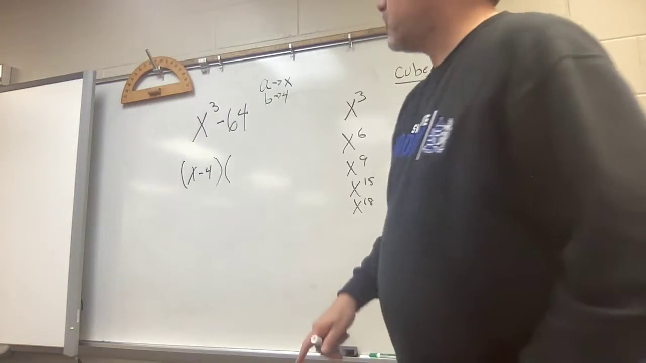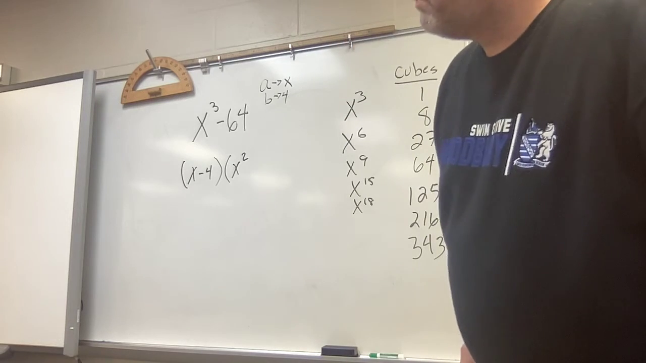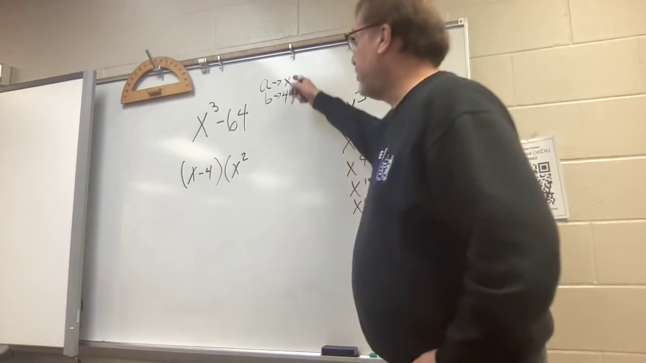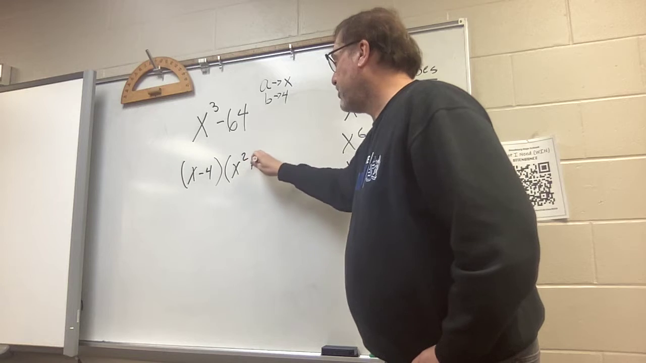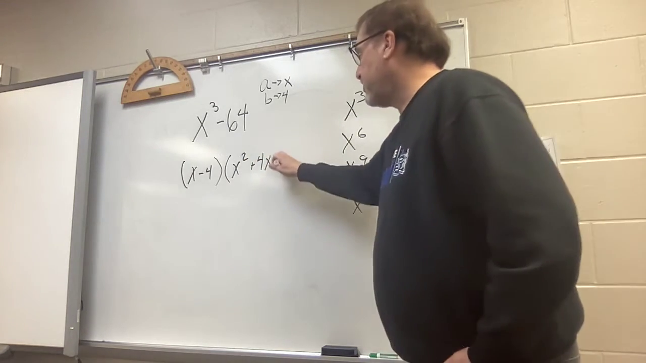The formula says a squared. We're going to put x squared. Plus a times b, plus x times 4. We like it as 4x. And plus b squared, which is plus 16.